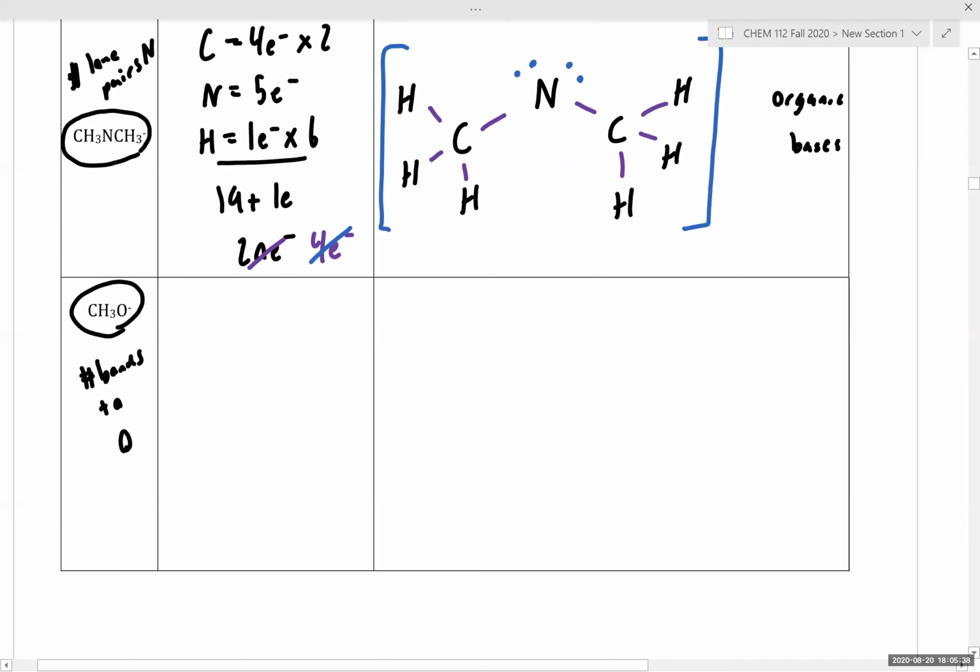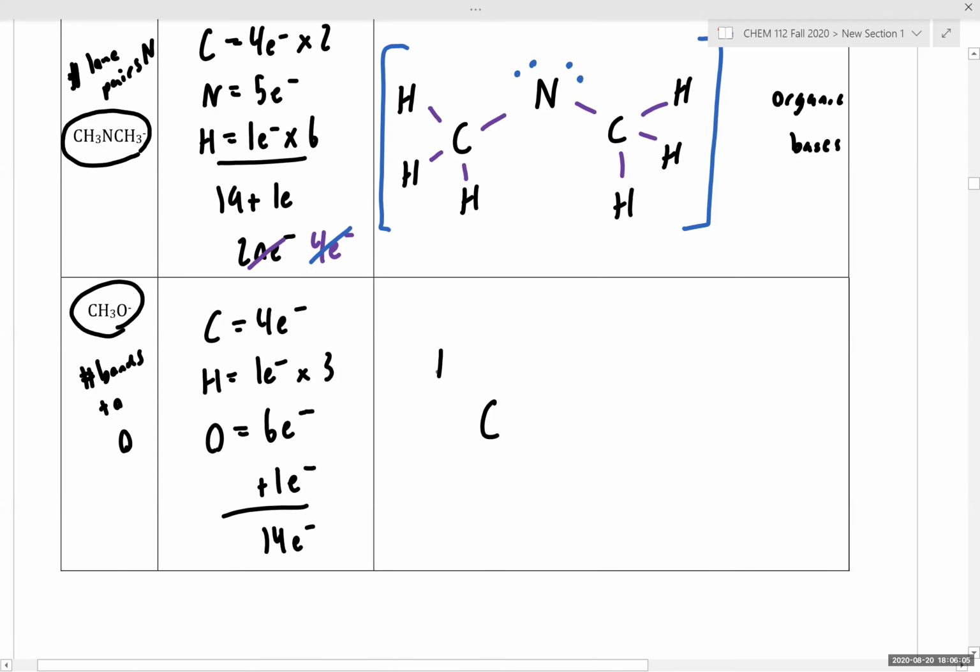Let's look at this next structure. This is a derivative of methanol known as methoxide. So carbon has 4 electrons to its name. Hydrogen has 1 electron and we have 3 hydrogens. Oxygen has 6 electrons and we add 1 electron because we have an anionic species. That in turn gives us 14 electrons to work with.